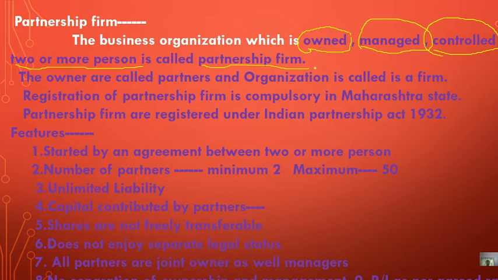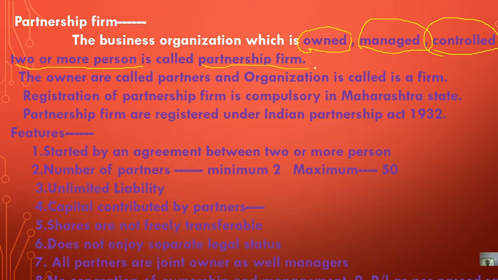The registration of a partnership firm is optional, but in Maharashtra the registration of a partnership firm is compulsory. All partnership firms are registered under the Indian Partnership Act 1932.